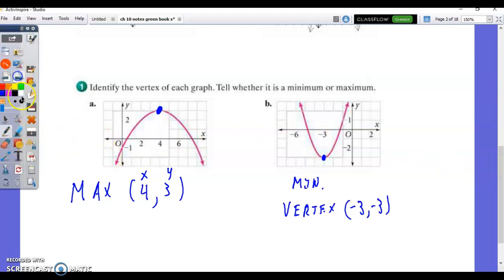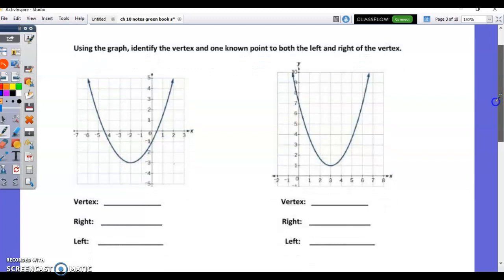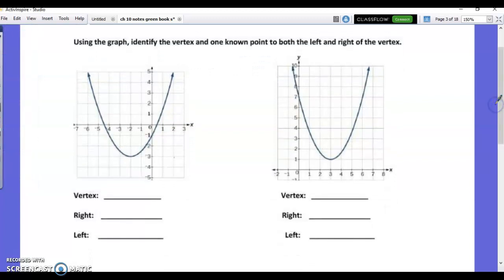All right, so the next page that we're going to cover in this video is just being familiar and being able to recognize points on a graph. So here's a couple practice problems. What I want you guys to do is identify the vertex and one known point to the left and right of the vertex. All right, so I'm going to do this first one, and then I'm going to have you pause this and actually fill this one out on your own.